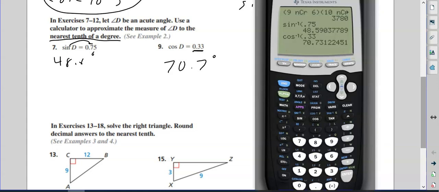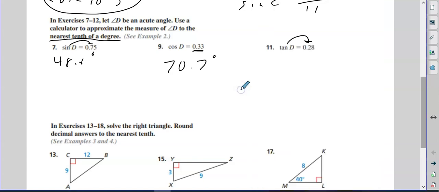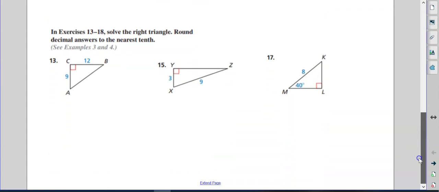And then tangent, again, same idea. We know what it is. So we're going to hit second tangent and type in that 0.28. And we get 15.64, which rounds down to 15.6 degrees.